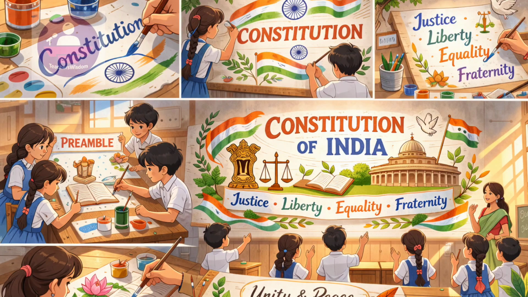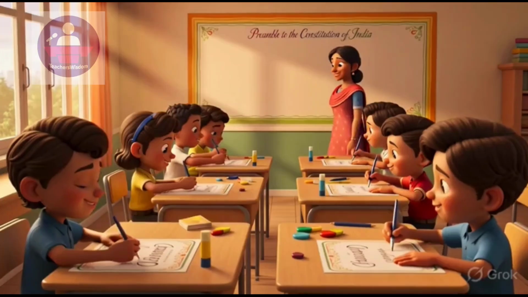Next, another interesting topic is the preamble. So in civics, instead of just reading the preamble, students can design a beautiful calligraphy poster, and can create a constitution wall in your classroom. Students illustrate values like justice, liberty, equality, fraternity. So what will be the learning outcome? Students emotionally connect with constitutional values rather than memorizing the definitions.